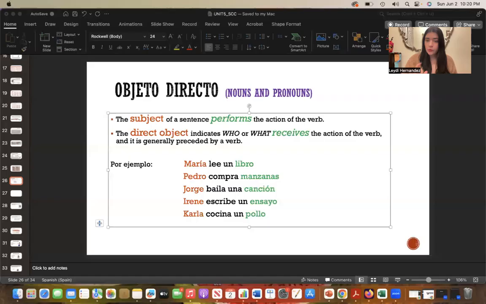Today we are going to see the direct object nouns and pronouns. Okay, let me share my screen so I can show you examples. The first thing that we need to know is what is what in a sentence. What is my subject, what is my action, and what is my direct object.